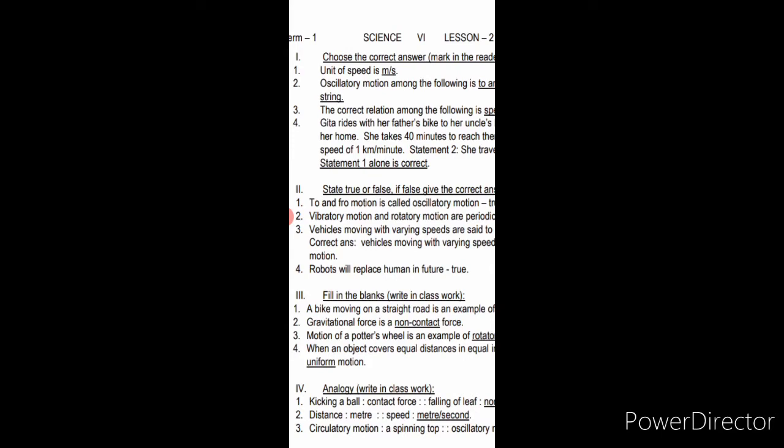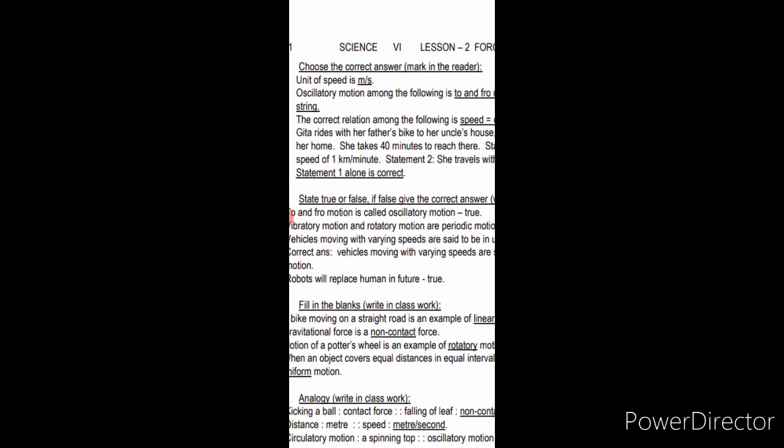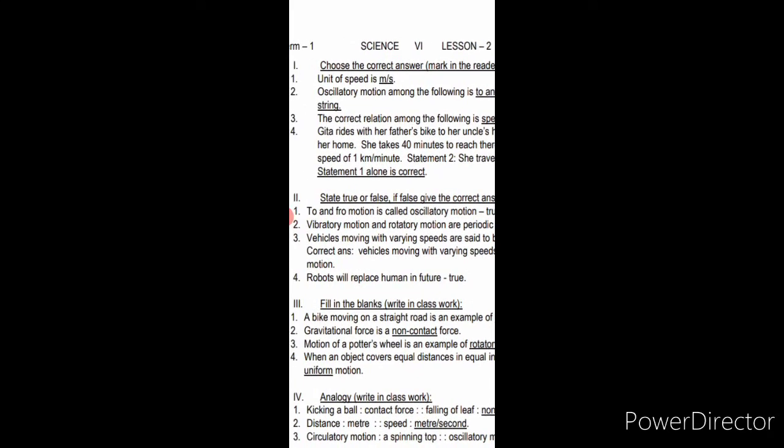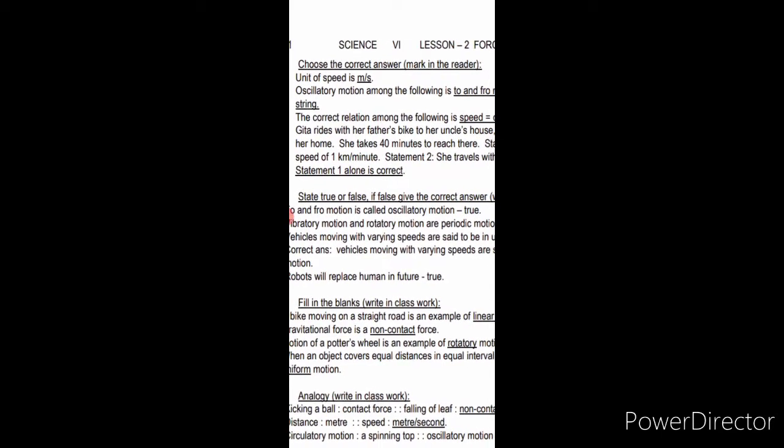What is the first Roman number? It is choose the correct answer. I told you to mark in the reader. What is the first question? Unit of speed is dash. Yes, it is option D, that is unit of speed is meter per second.